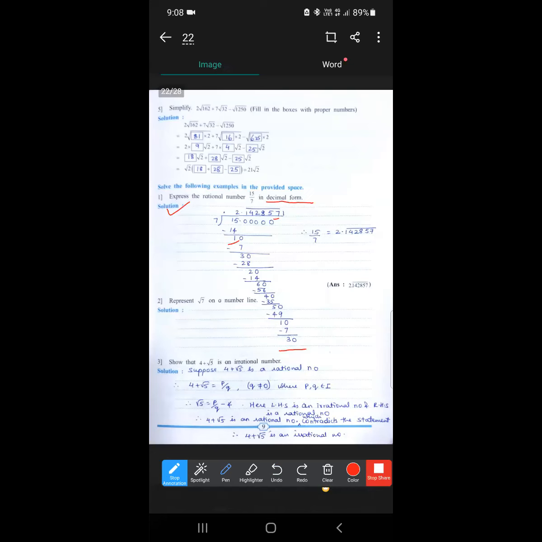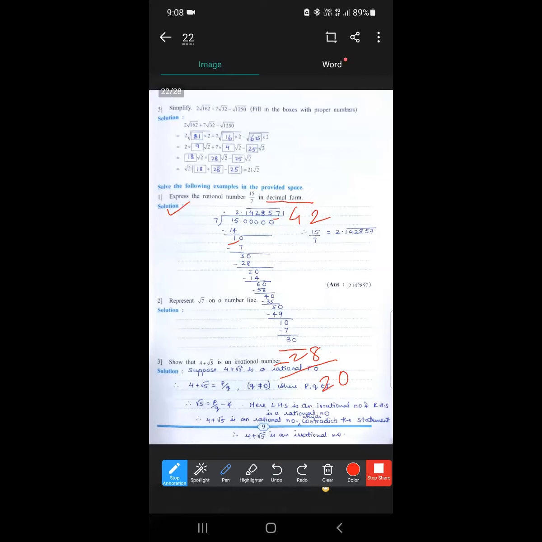Again 30. 30 means what? It will be 4s are 28. Then 2. Again I will take 0. Then 2s are 14. So that means right from the digit 1, that is 1, 4, 2, 8, 5, 7, all these 6 digits are recurring. As I told you, if the digits start recurring, you need to stop there itself. That means your division is completed.